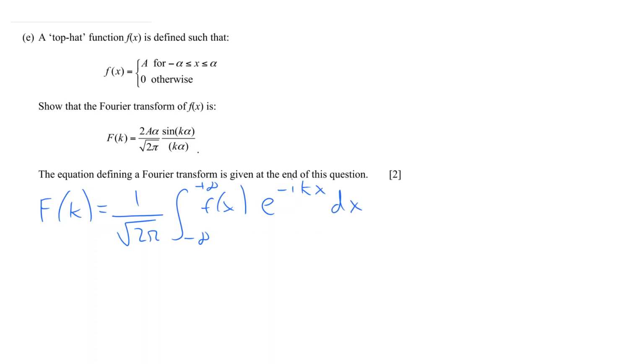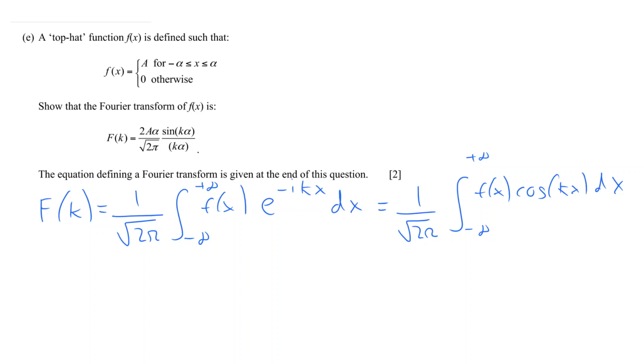Now we can make the problem a little simpler by noticing that this is an even function. Because it's an even function, we can use the cosine approach, which makes the maths a little bit easier. So we can write in this case that the integral is 1 divided by the square root of 2π, and then it's the integral between minus infinity and plus infinity of f(x) cos kx dx.